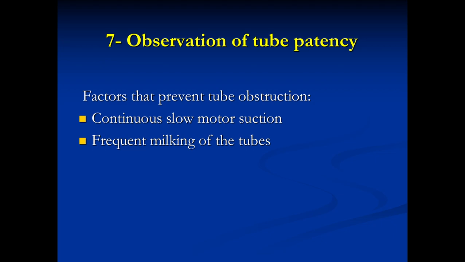By the oscillating fluid line in the column of the chest tube. So factors that prevent tube obstruction are continuous slow motor suction and frequent milking of the tube. Continuous slow motor suction, so there is no time for clots to obstruct the tube, and if some clots are formed, we can frequently do milking of the chest tube, so you can suck any clots inside by milking the tube outside.